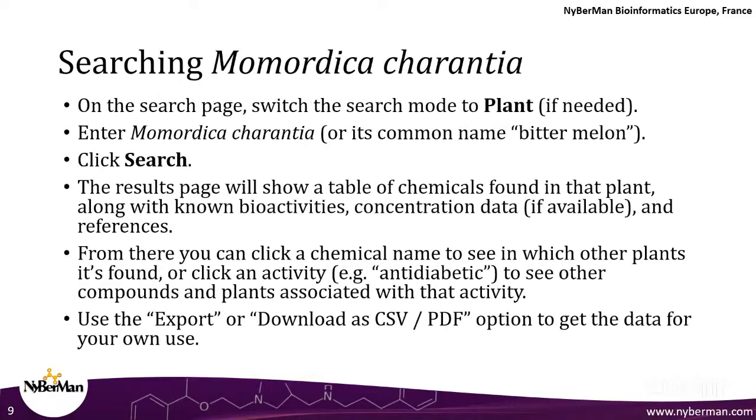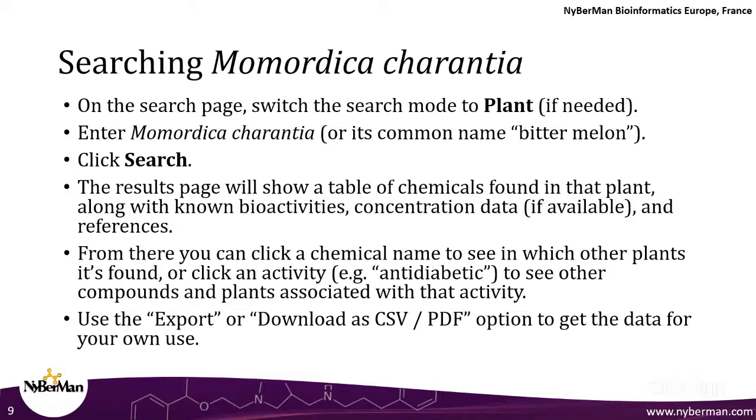So coming to an overall conclusion on the search page. Switch the search mode to the plant. I have to choose any one option: plant, compound, or ethnobotany use. If I choose plant, I have to give the scientific name or a common name, click on search, and the result will contain a list of chemicals and their bioactivity and concentration data, if available, otherwise it won't.